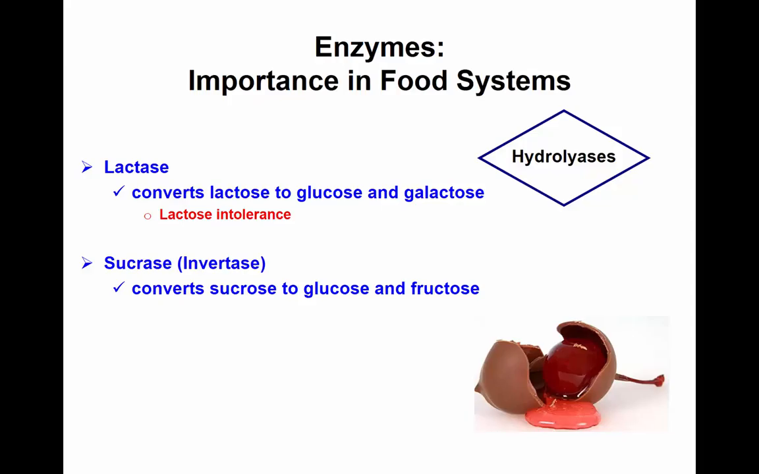Sucrase or invertase, it's the same thing. It basically inverts sucrose or breaks down sucrose into glucose and fructose, and it's also used in industry because sucrose crystallizes. And if you want to prevent the crystallization of sugar during storage, you break it down to glucose and fructose, you actually end up having a little bit sweeter product and a product that does not crystallize as much over storage. So here's the example.